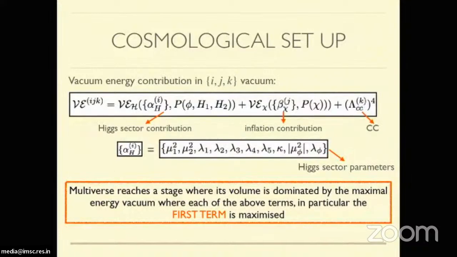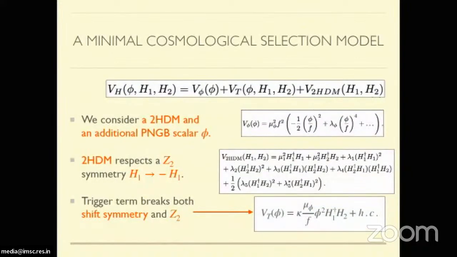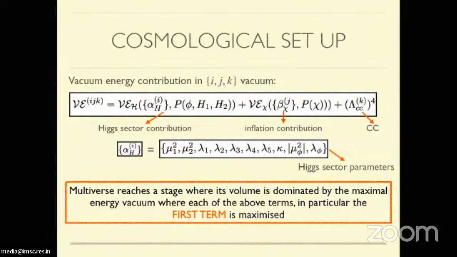Now, let's say I go to the cosmological picture where we have many vacua. In each vacuum, the parameters of my low energy theory are different. In particular, the parameters of this 2HDM, these lambdas and mu's, are different. So for example, this alpha HI tells me the parameters of the 2HDM sector, and they're different in different vacua. Then there's some inflaton contribution because I'm doing inflation, so I must have this term. There's some C3 contribution.